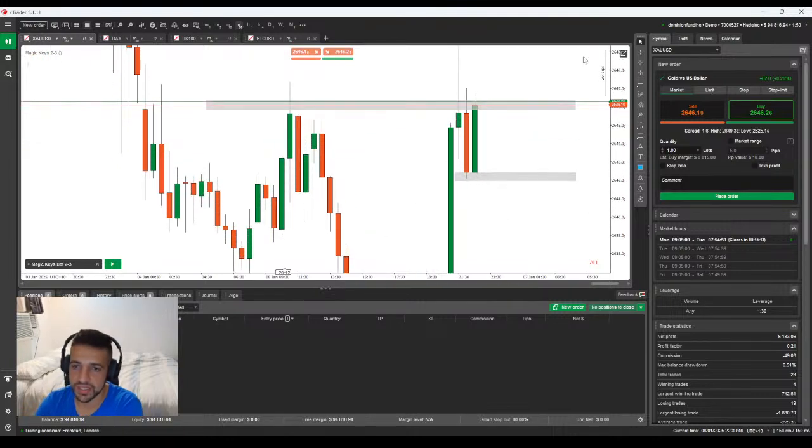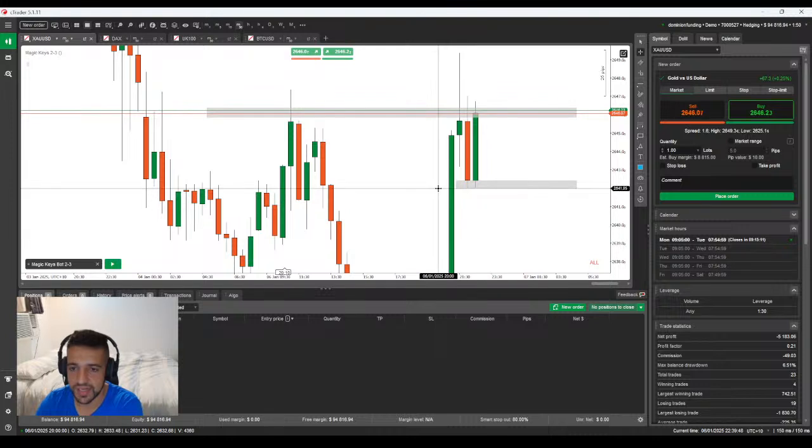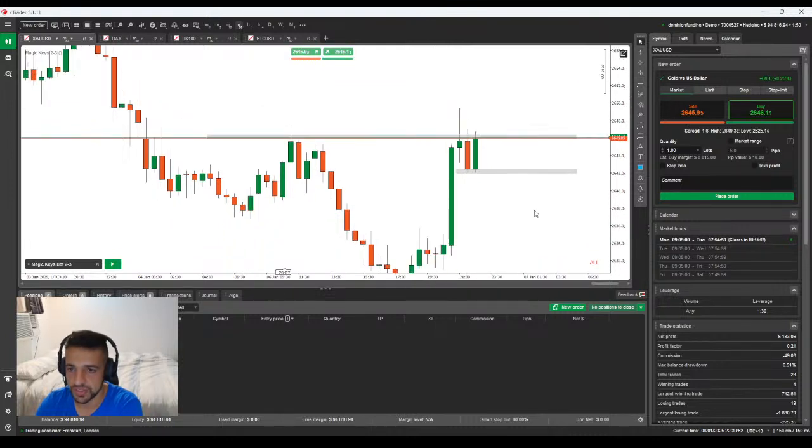So right now, as it stands, it hasn't broken the low, hasn't broken the high, hasn't chosen a direction just yet. So let's see.